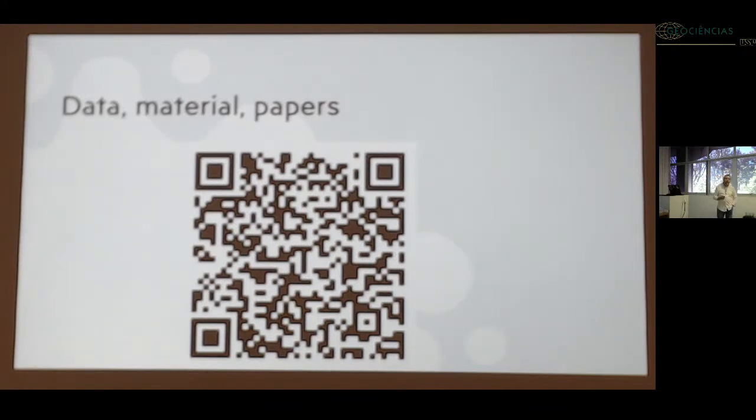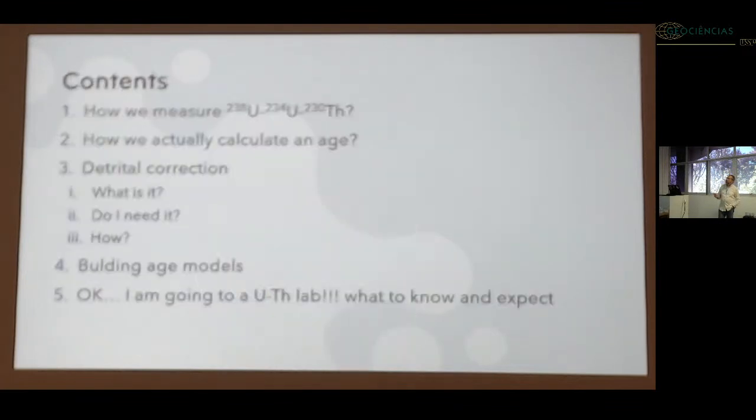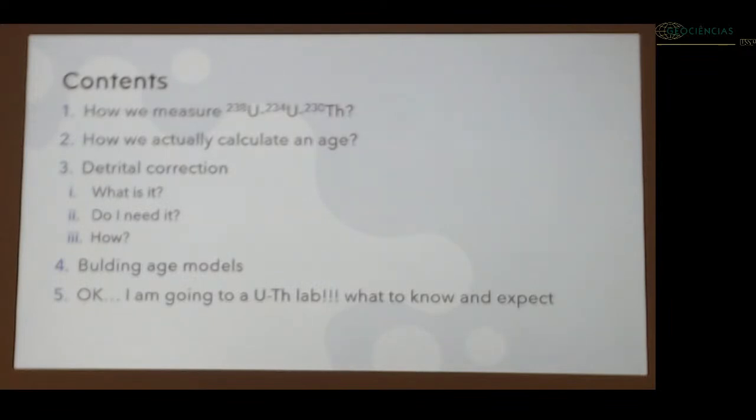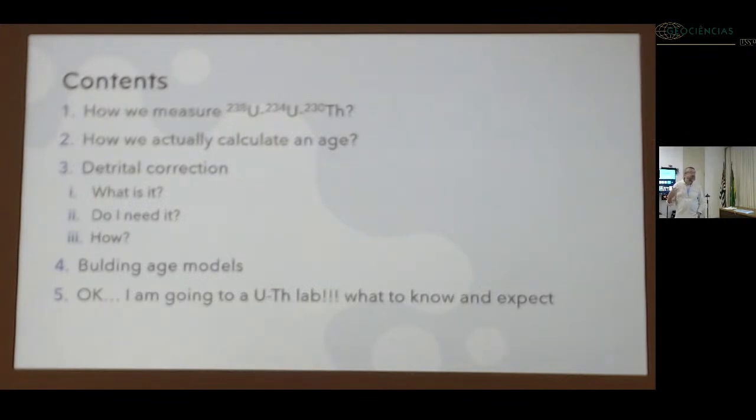What we are going to be discussing is how we measure uranium-238, uranium-234, and thorium-230, how we actually calculate an age, and what the detrital correction is. Kathleen went through a little bit of detail on how to do it, and we're going to get into a little more detail. If you're working with uranium dating, it's something you cannot get around, so you might as well understand it as best as possible.